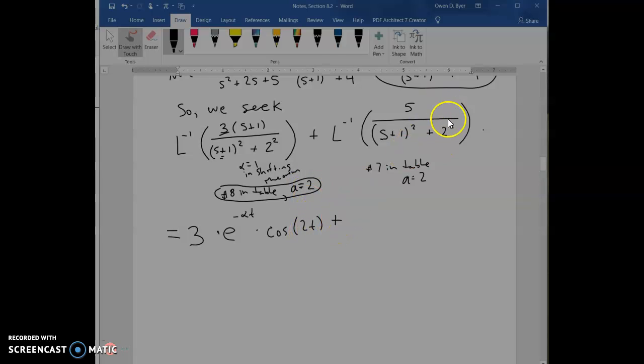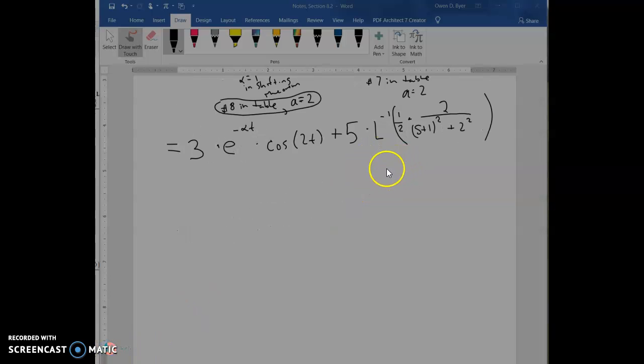Over here, think for a little bit. We don't quite have the 2 that we need. Think how we're going to fix that up, because if we want to use table number 7, we need to have an omega over omega squared here. And there we just have 2. So think about that a second. Okay, I hope you noticed that if we need a 2 in the numerator, we can just stick it there.